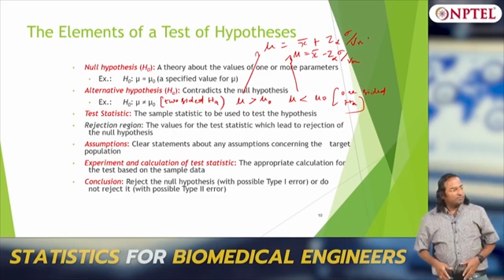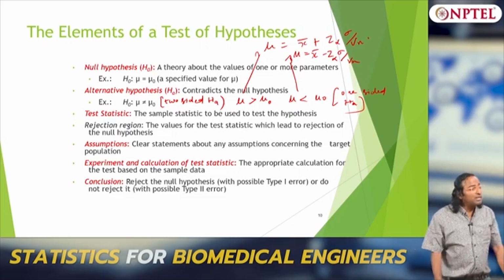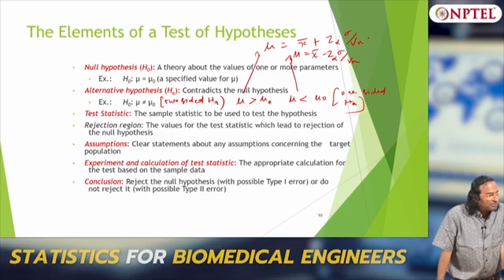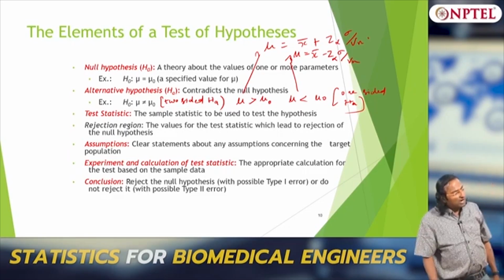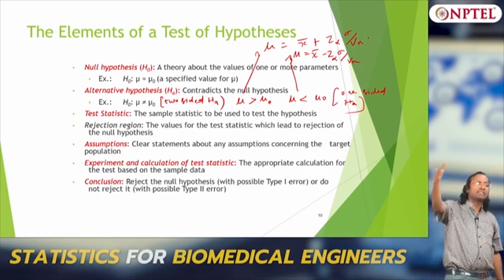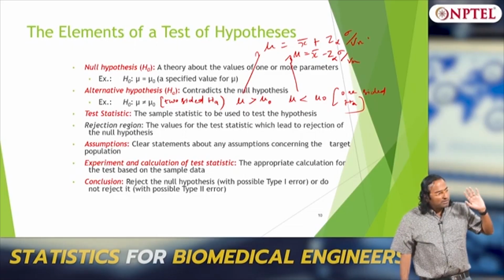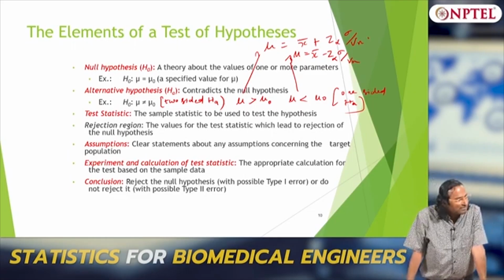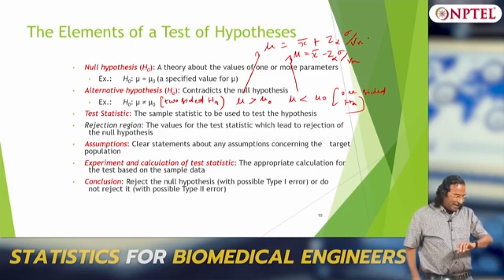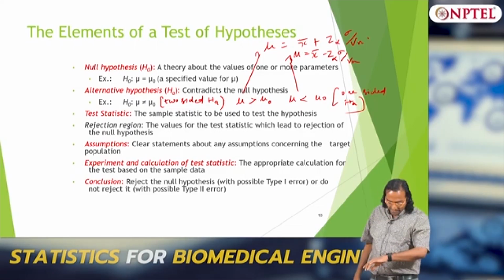X bar is an estimate of the population mean, it is not an assumption, whereas your mu naught is your assumption about the underlying distribution itself. You assume some value; I have not come up with it statistically, it is the status quo, you understand. Then I have collected data, and after collecting data what do we want?